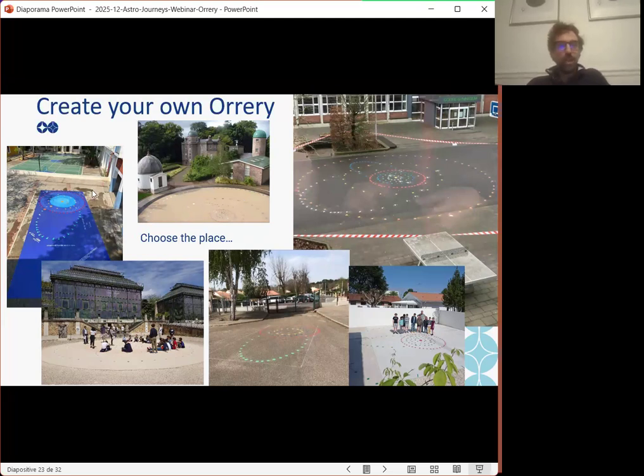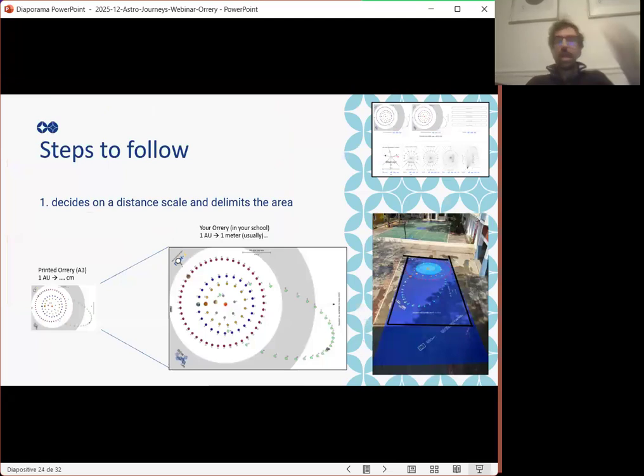You have one in India in a school, one in Paris in a museum. And here are these two French schools who did it with their students, and this one is a German school who also did it with their students. So you have to choose your place. The bigger, the better. And then here are the steps to follow.